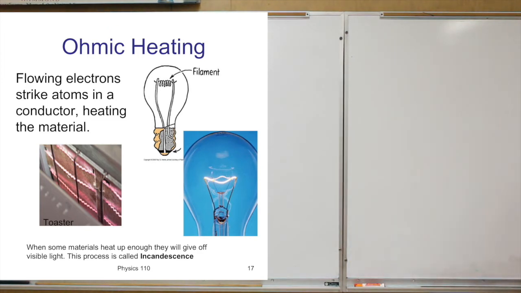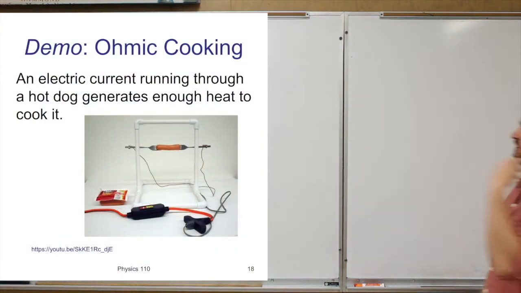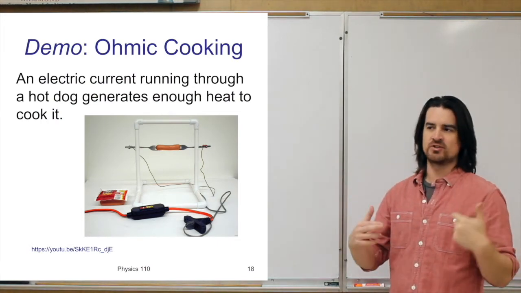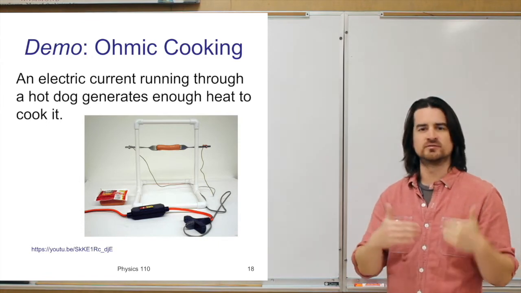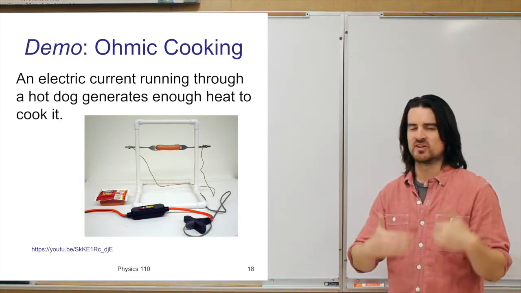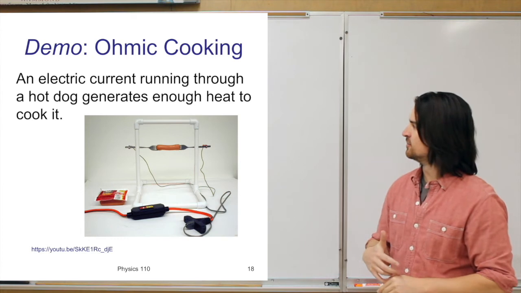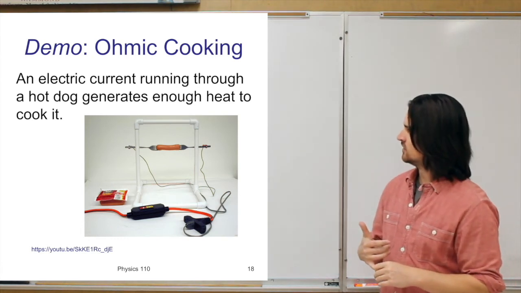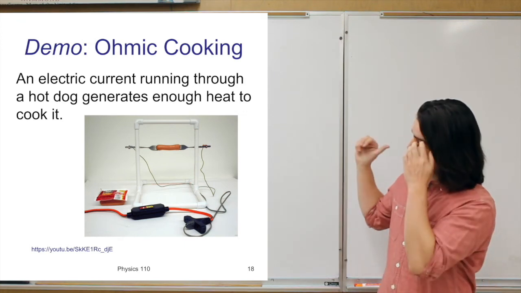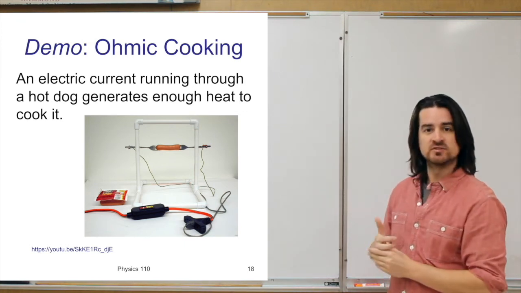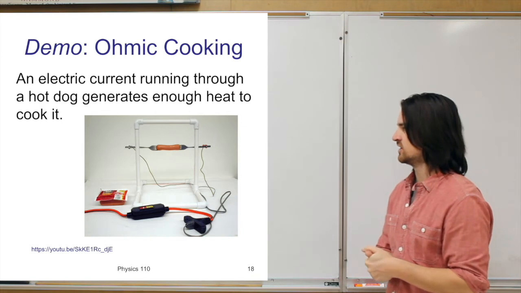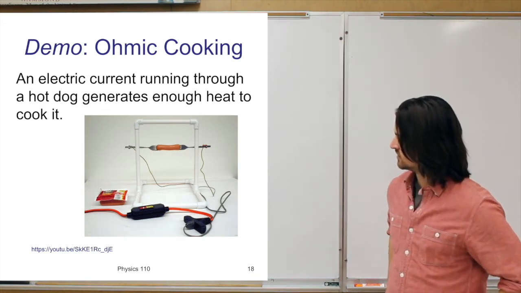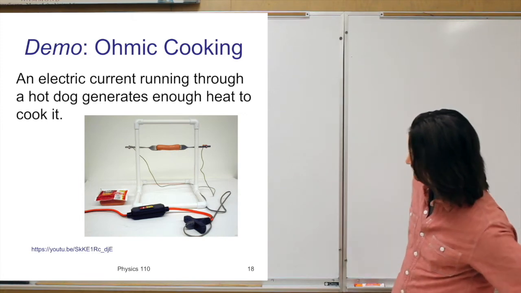So let's see an example of that. It's called ohmic heating, because the ohm is the name for the unit of resistance. So ohmic is like resistive heating, or essentially using current to heat things. It turns out if you run enough current through something like a hot dog, then you can heat it up, you can cook it. Not necessarily the most efficient way to cook a hot dog maybe, but it can be done.